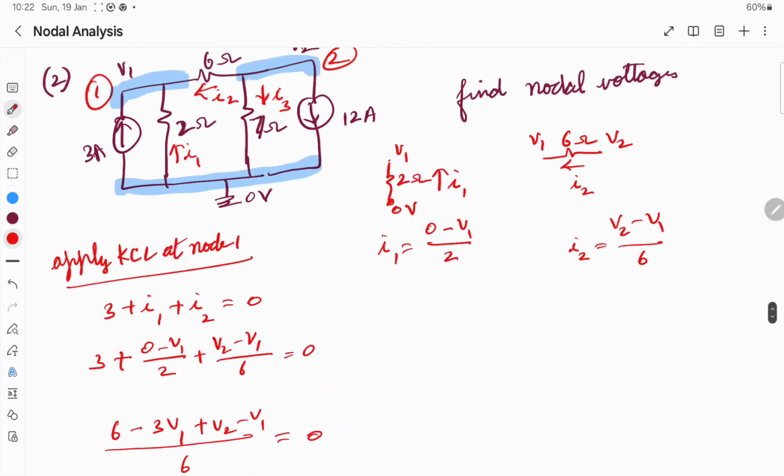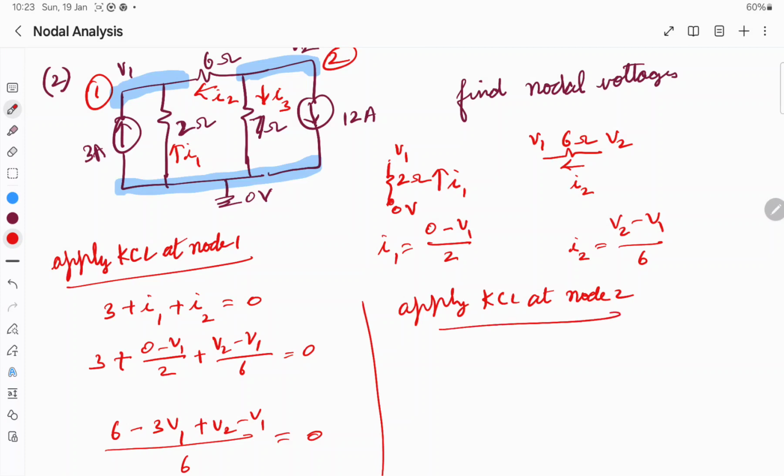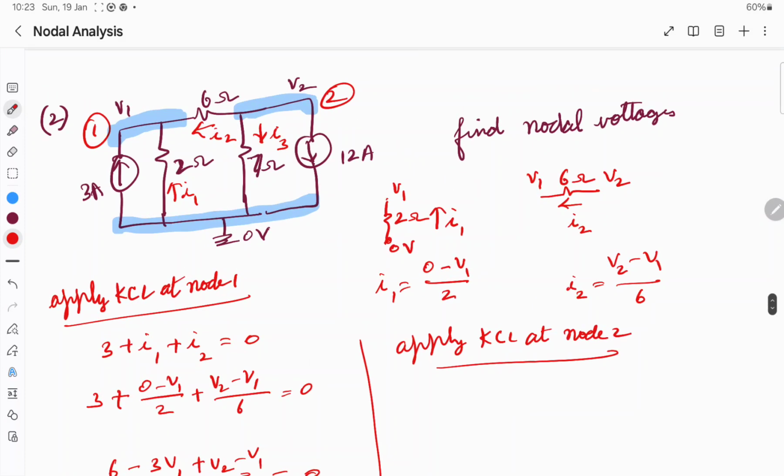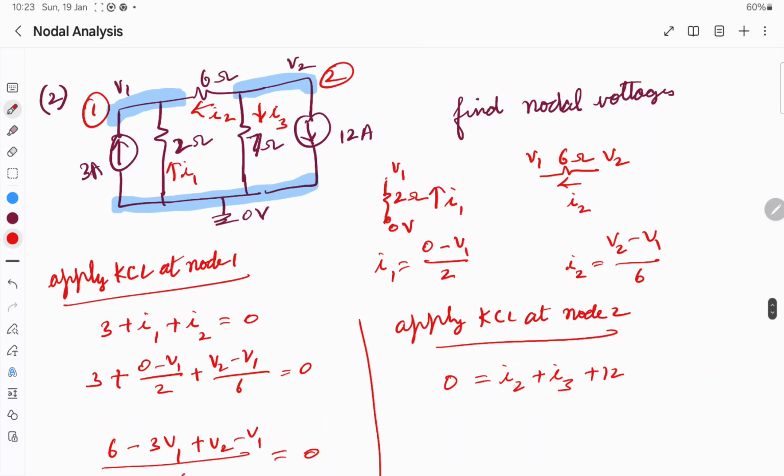right? Now we will apply KCL at node 2. In node 2, what are the currents entering? No current is entering, so it is 0. What are the currents leaving? I2 is leaving, I3 is leaving, 12 ampere is leaving. Okay, so what is I2? We have found out I2 as V2 minus V1 divided by 6.